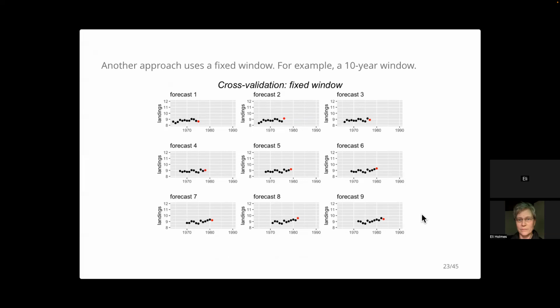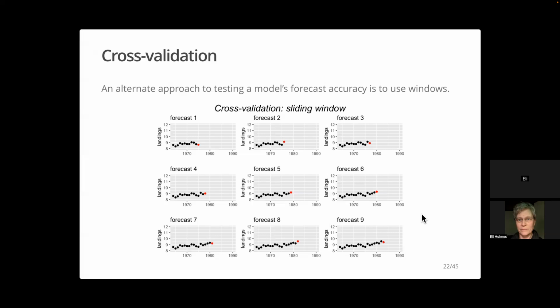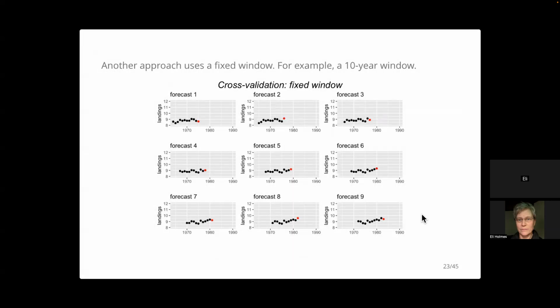Another approach. I should also say the other problem with a sliding window is that the amount of data that you're using to train keeps changing. So it's not really apples and oranges. They're all oranges, but they are a little bit different oranges, right? This is maybe a navel orange and this is maybe a tangerine. They're still oranges, but this one has a lot more data. So yeah, the fixed window approach is a better approach.